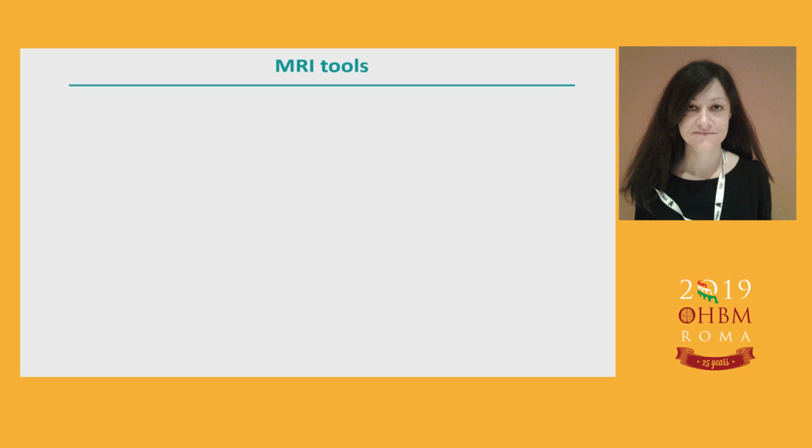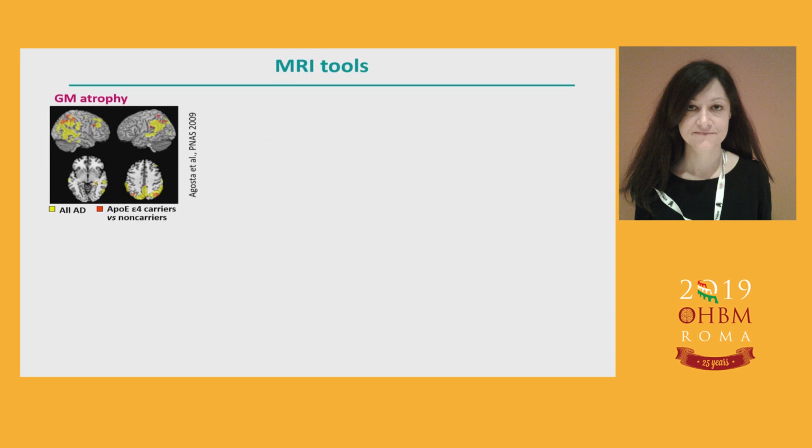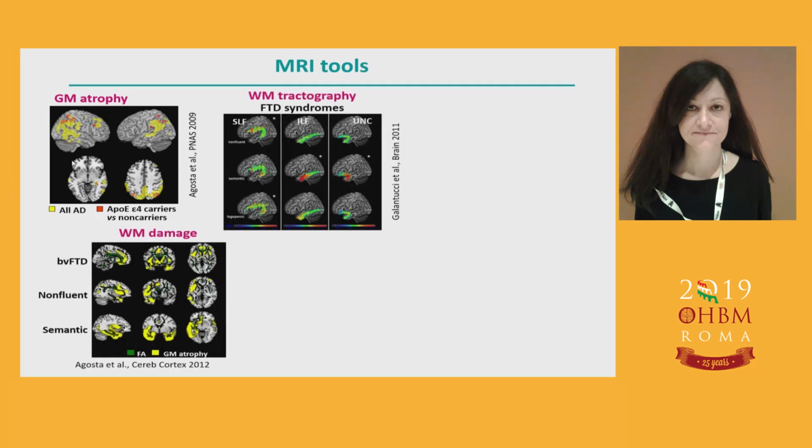So which are the MR tools we use in our lab? First of all, we look at the atrophy patterns using T1-weighted images. And here, just an example, you can see a pattern of atrophy in patients with Alzheimer's disease. But we also obtain diffusion tensor imaging in order to assess the contribution of white matter damage in these conditions, using both voxel-wise analysis but also tractography.